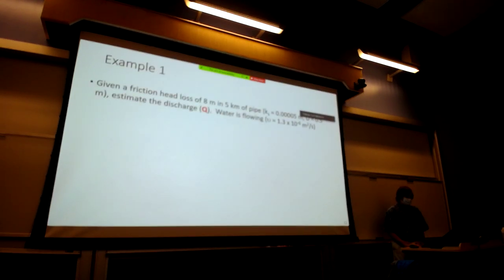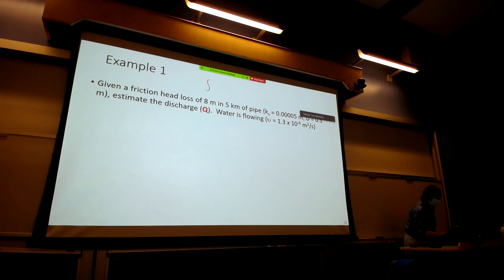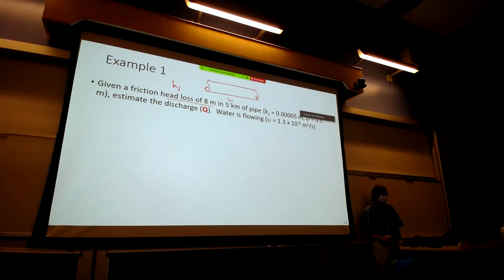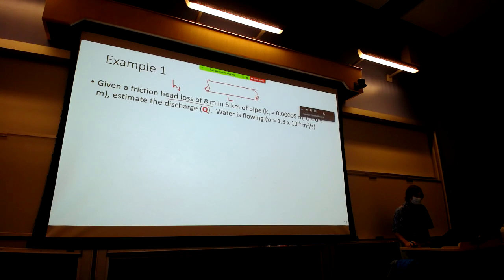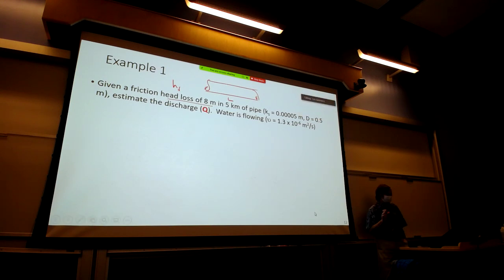So, for example 1, we're going to have a pipe. And in this pipe, what we know is we're going to have a friction head loss of 8 meters. So this is H sub F, in a length of 5 kilometers of pipe. You're given the absolute roughness, 0.405 meters is K sub S, and the pipe diameter is 0.5 meters. What we don't know in this problem is calculate the discharge.